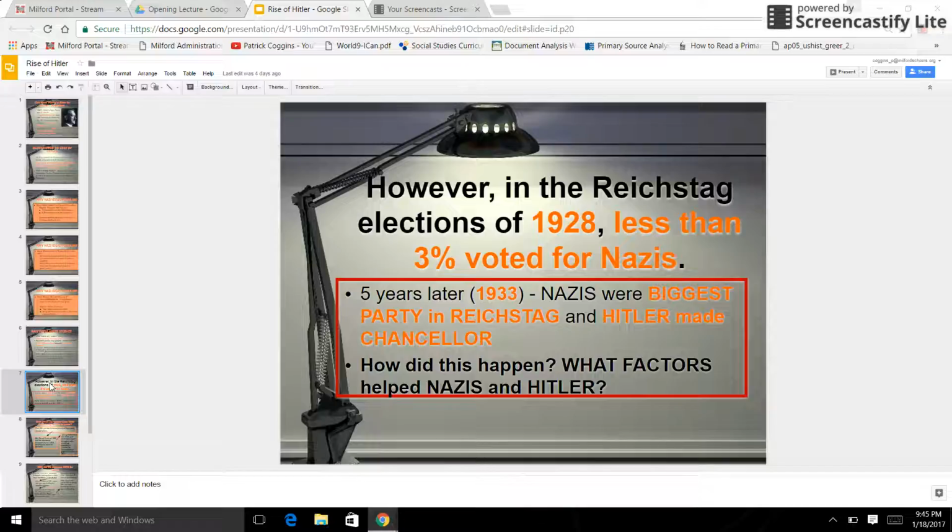However, we move forward. Hitler gets out of prison. In 1928, less than 3% of the vote in Reichstag elections went to the Nazis. 5 years later, in 1933, the Nazis were the biggest party in the Reichstag, and Hitler was chancellor. How did this happen? What factors helped the Nazis and Hitler rise to power?